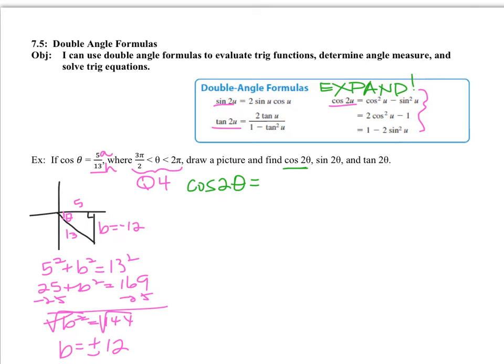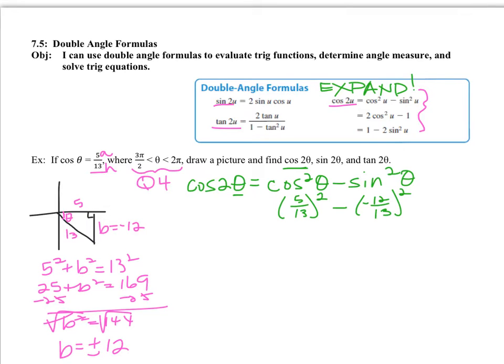If it's cosine 2 theta, we would say that is equal to cosine squared theta minus sine squared theta. So in this case, we'll take our fractions and actually square them. Cosine of theta is 5/13. We'll take that fraction and square it. Sine theta, if we look at our triangle, was negative 12/13. And then we'll square that answer.